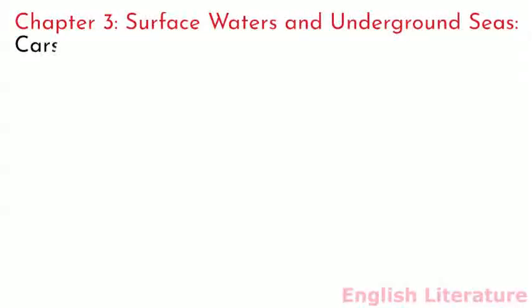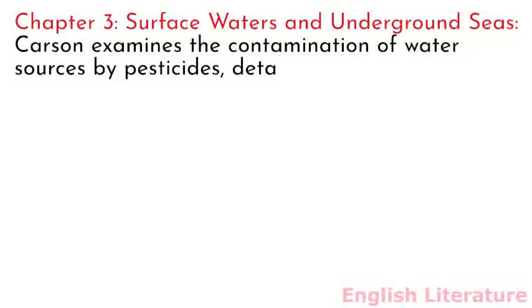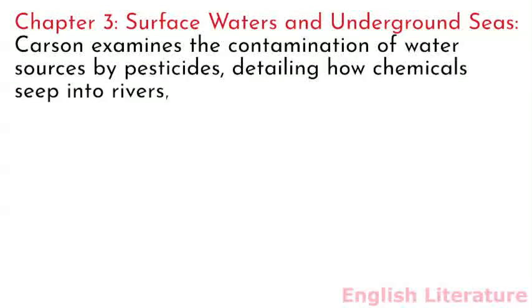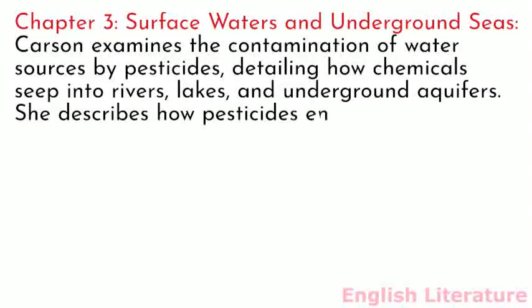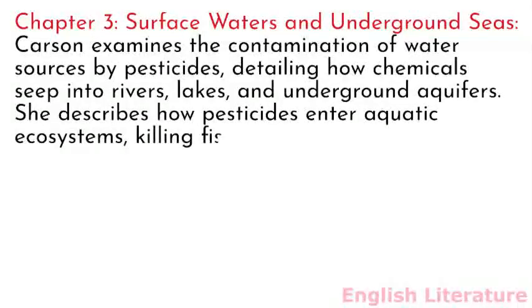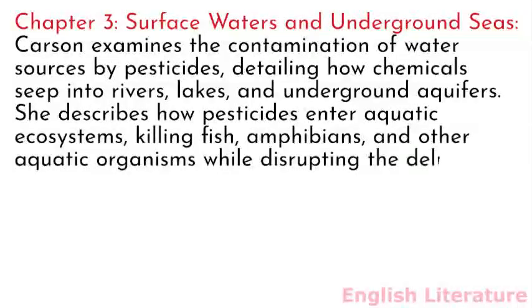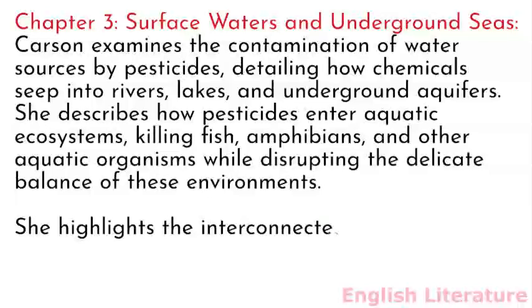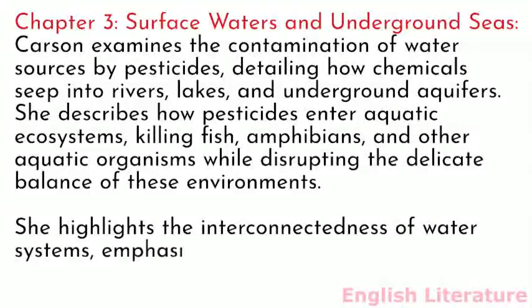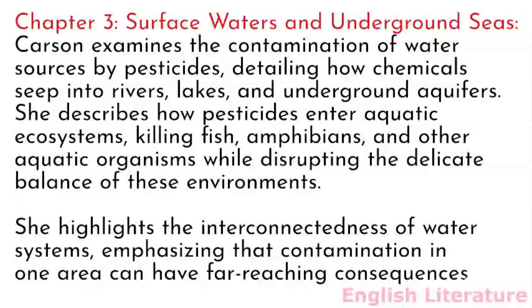Chapter 3. Surface Waters and Underground Seas. Carson examines the contamination of water sources by pesticides, detailing how chemicals seep into rivers, lakes, and underground aquifers. She describes how pesticides enter aquatic ecosystems, killing fish, amphibians, and other aquatic organisms while disrupting the delicate balance of these environments. She highlights the interconnectedness of water systems, emphasizing that contamination in one area can have far-reaching consequences.